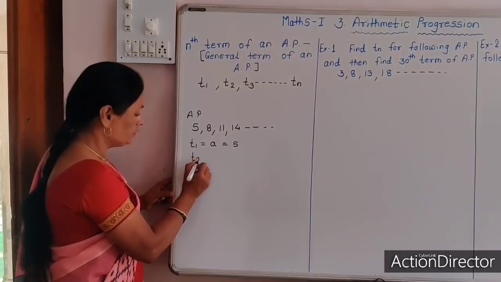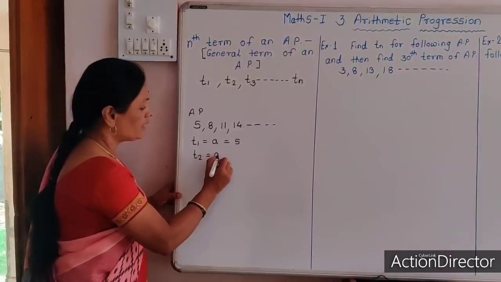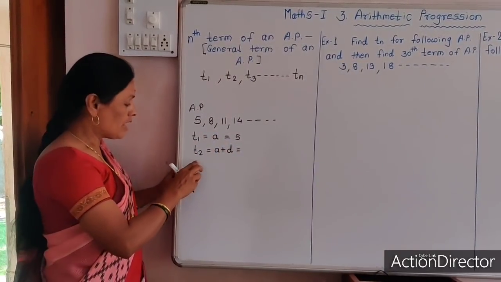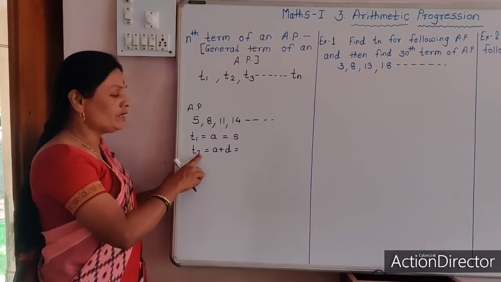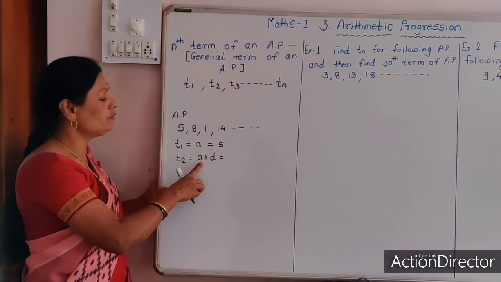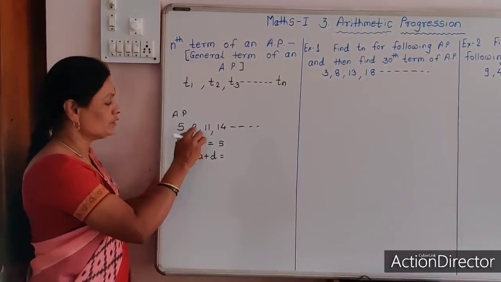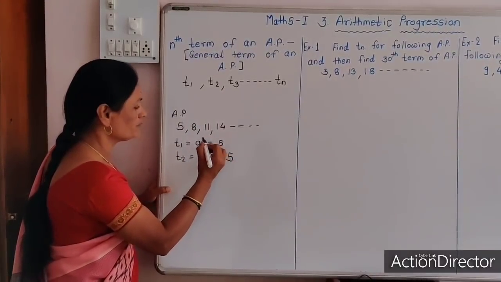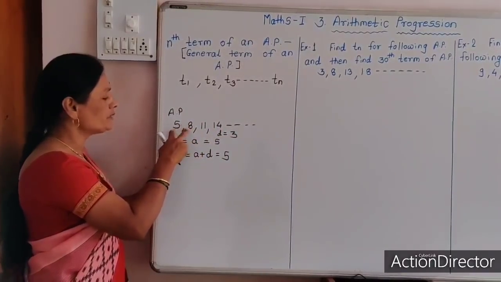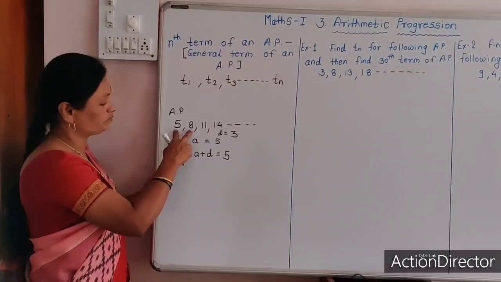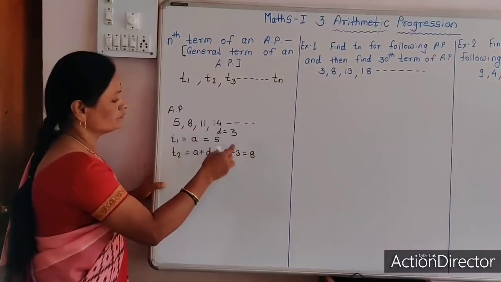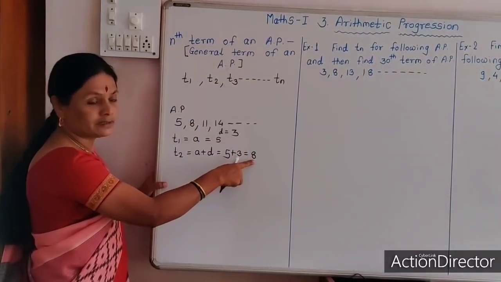The second term T2 is equal to A plus D. How do we find T2? When we add the common difference D to the first term, we get the second term. Look here, 5 is the first term and the common difference D is equal to 3. Common difference means the difference between two consecutive terms. 5 plus 3 is equal to 8. Look here, the second term is 8.